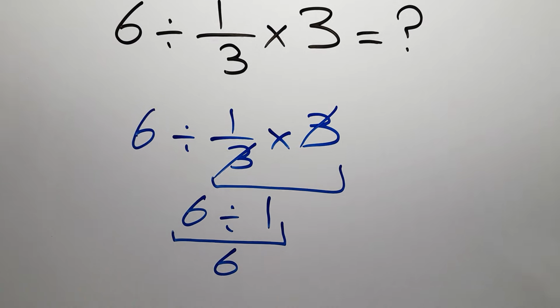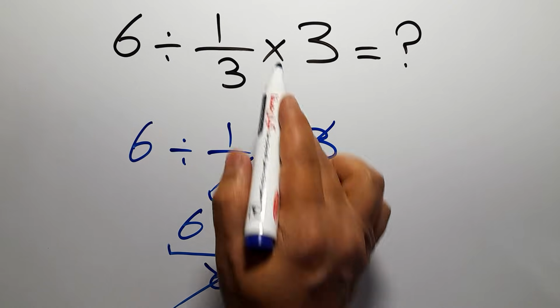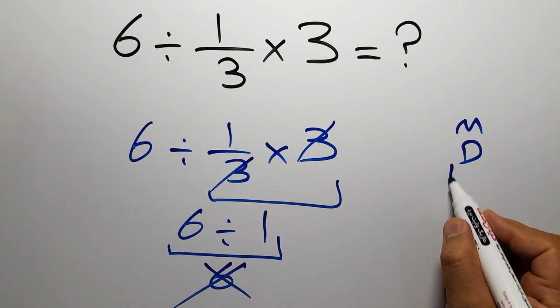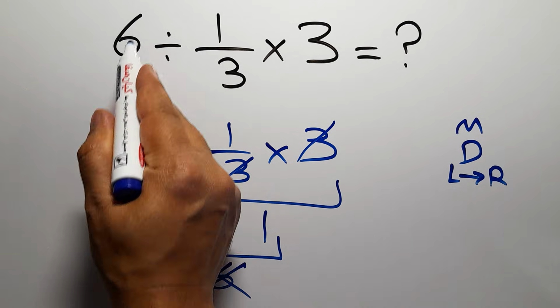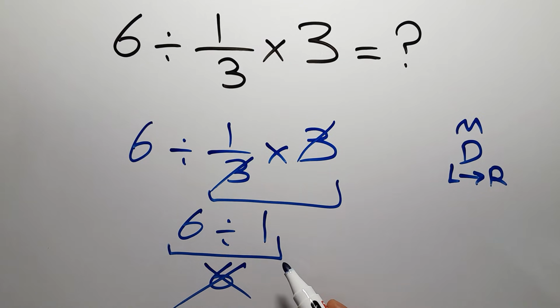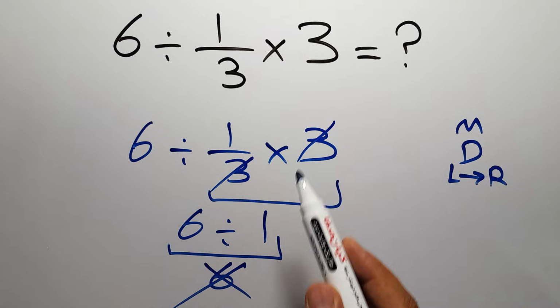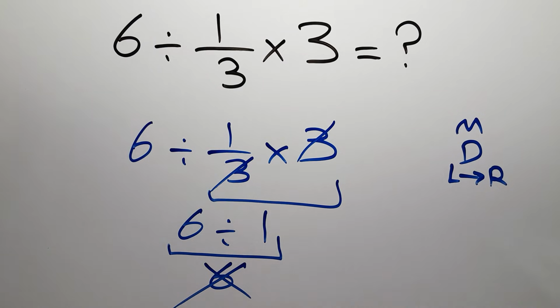Okay? But this answer is not correct, because according to the order of operations, multiplication and division have equal priority, and we have to work from left to right. So first we have to do this division, then this multiplication. Okay? If we do this multiplication before this division, it is wrong.